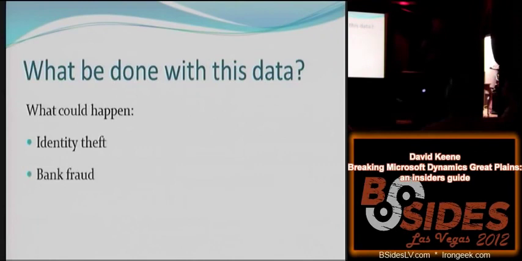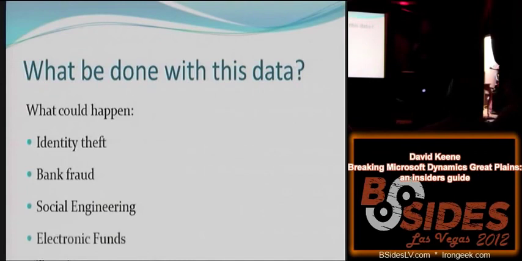Bank fraud, now we've got enough information to forge checks. Social engineering, we've got plenty of information for a nice spear phishing attack against any one of those employees. Or even electronic funds transfers. We didn't look at one of the specific tables, but when you're payroll processing, most companies now require direct deposit, so all of that information's in another table. There's plenty of good stuff. I wish I could show you more of that, but it would be boring looking at all the data that's in GP.